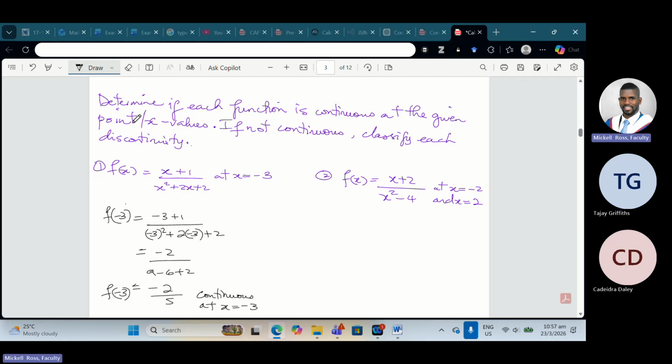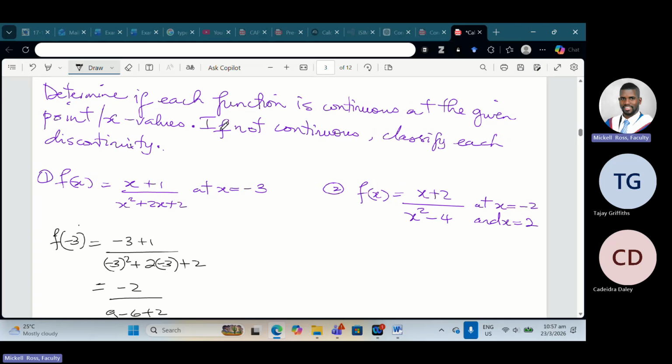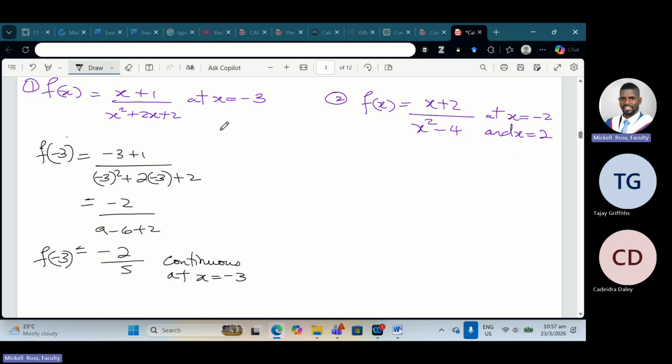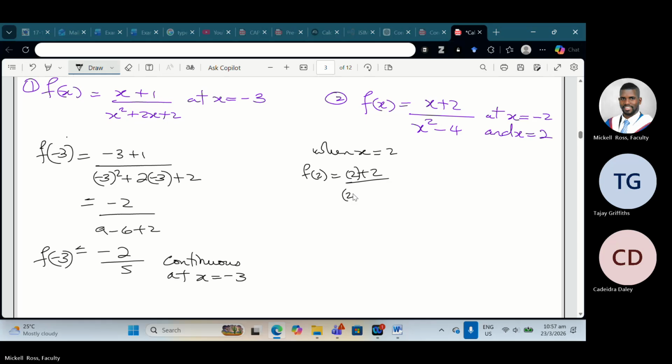All right. One of the things we're going to look at is what is happening here with number 2. Because let's say when x is equal to 2, then f of 2 is going to be equal to 2 plus 2 all divided by 2 squared minus 4. So this is going to be 4 all divided by 4 minus 4. So we're going to get 4 over 0. Can't divide by 0, so we know that this is undefined.